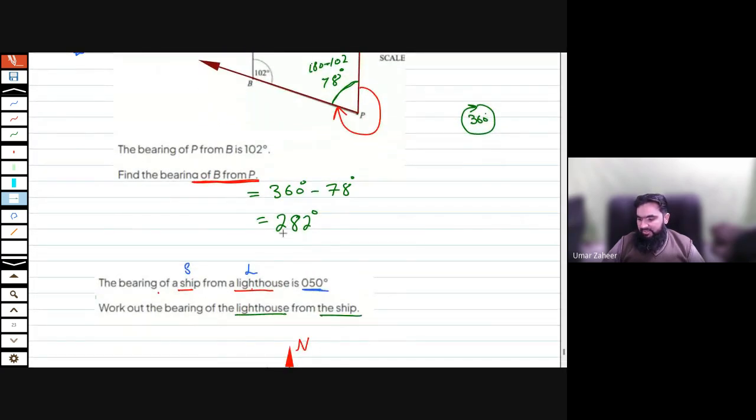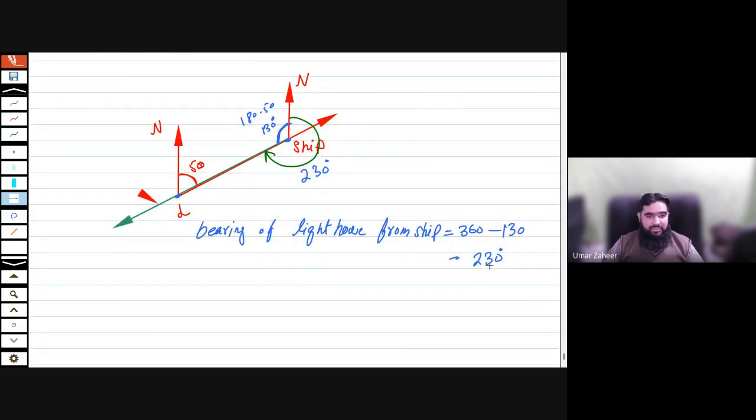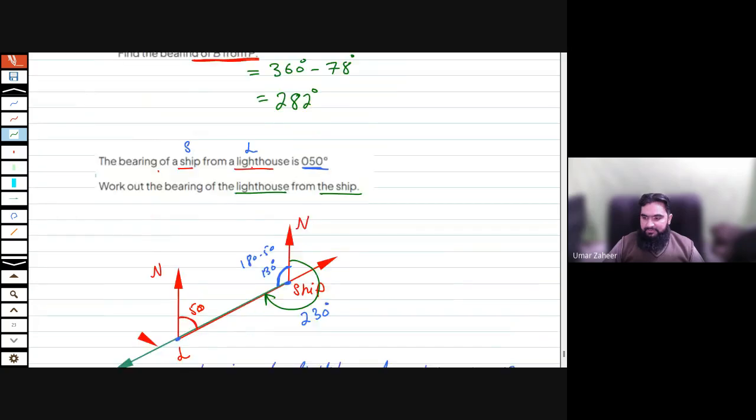I have to write the answer up to three significant figures. For example, if you get the answer 23 degrees, I will not write 23, I will write 23.0. If you write only 23, you are going to lose one mark, because in bearing you always write the answer up to three significant figures. That is necessary. Is this point clear?